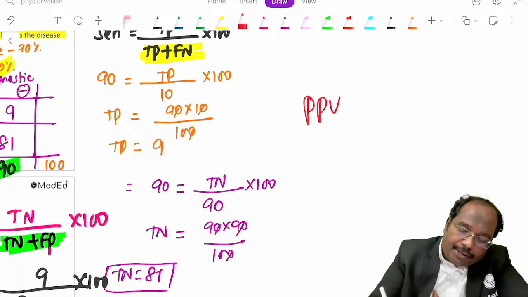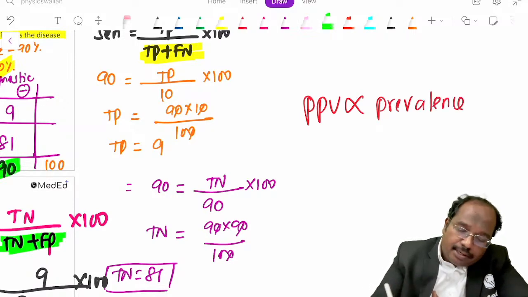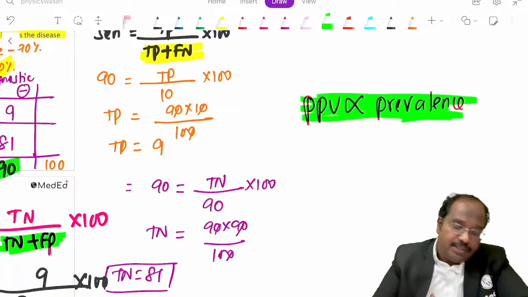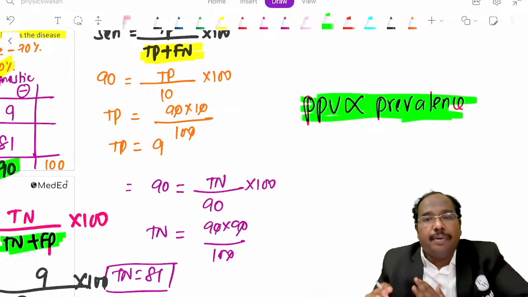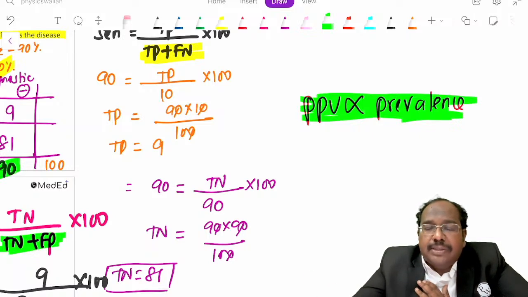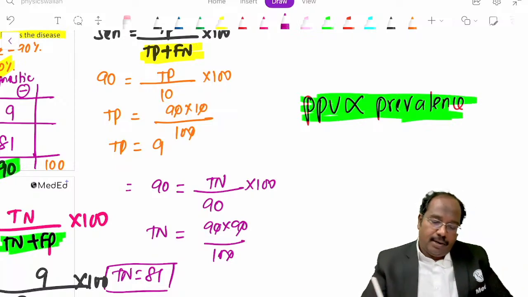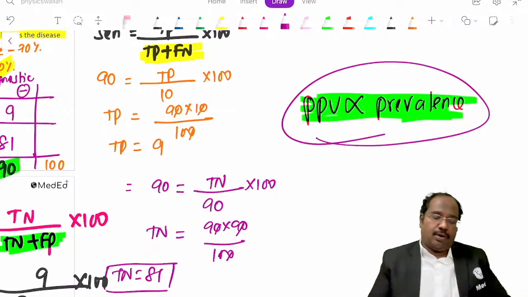Positive predictive value is directly proportional to prevalence. That means if there is more prevalence of disease, the positive predictive value will be more. This direct question has been asked multiple times. Whether you remember the rest or not, I don't mind, but make sure that you remember this concept.